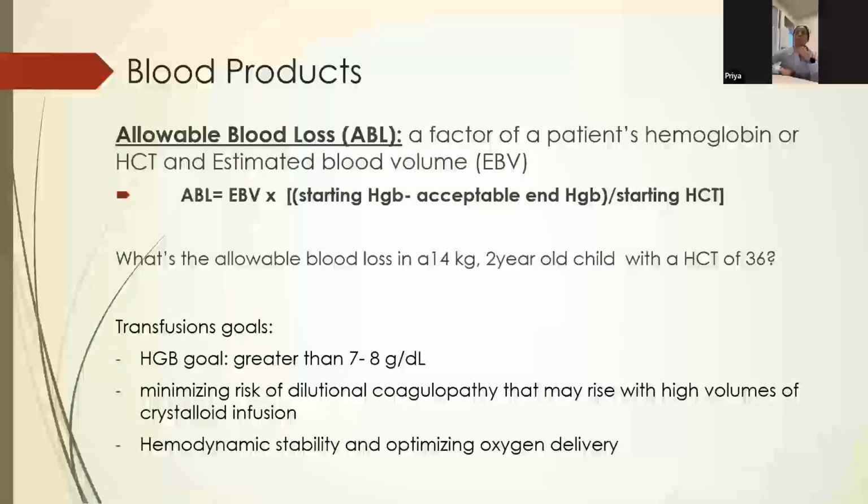So remember, your goals in transfusion are a hemoglobin of about 7 to 8. Of course, there are exceptions. You want to minimize dilutional coagulopathy, because if you're having blood loss, you want to make sure that the patient can clot to avoid further blood loss from the surgical site.